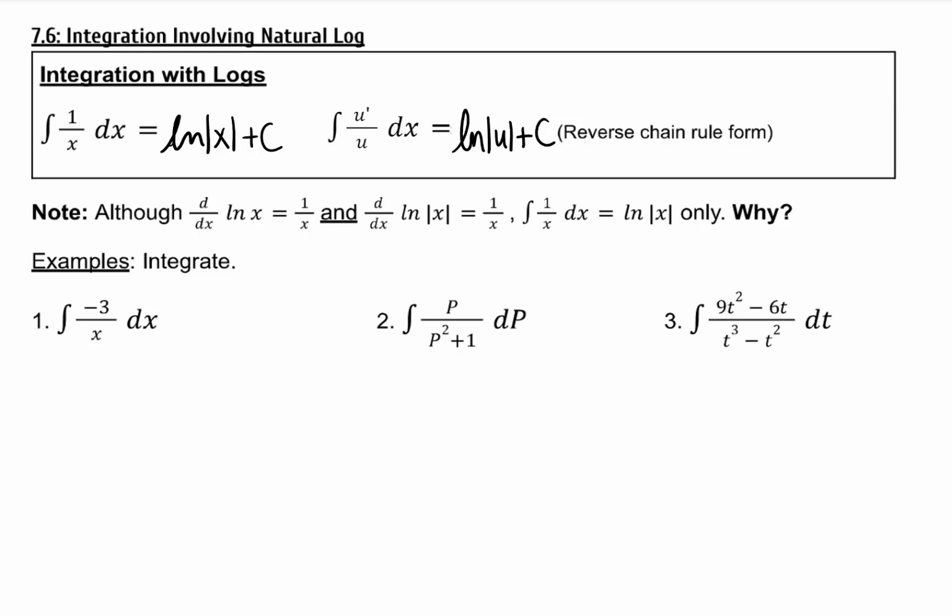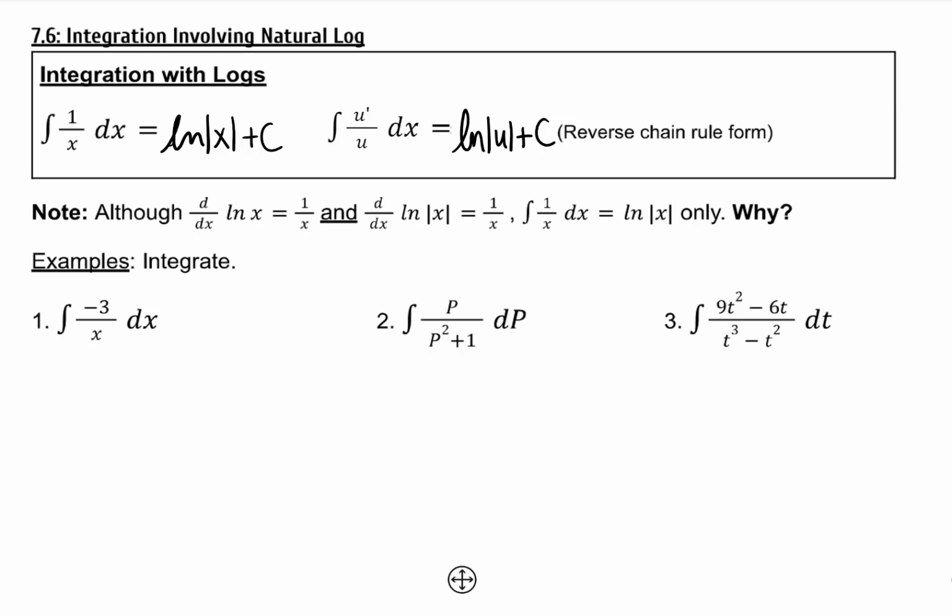Although the derivative of natural log of x is the same as the derivative of natural log of absolute value x, when integrating, we don't know if it was originally absolute value or if it was originally without the absolute value, so we always include the absolute value unless the argument, or the thing inside the log, could never be negative. Then we don't need that absolute value.